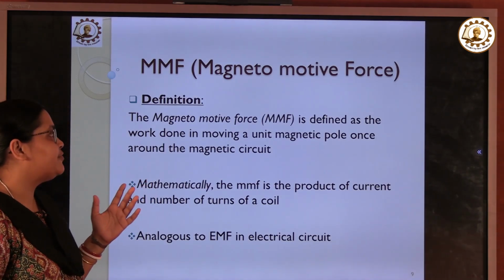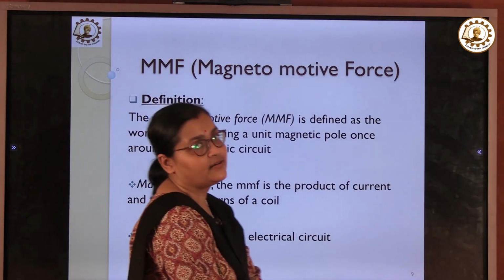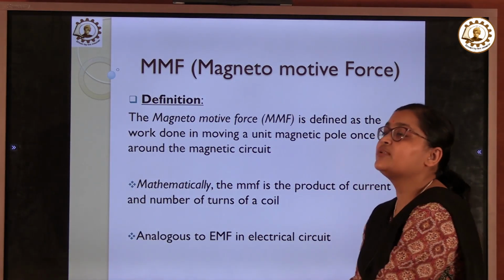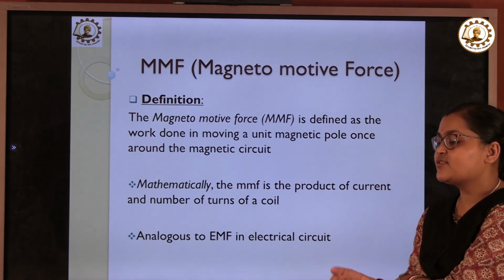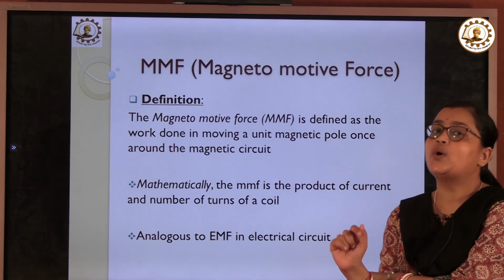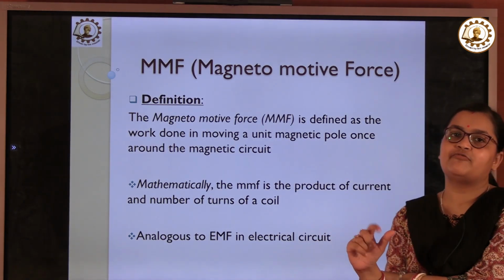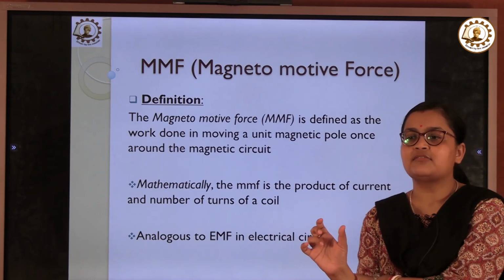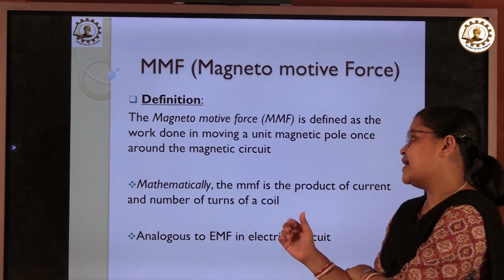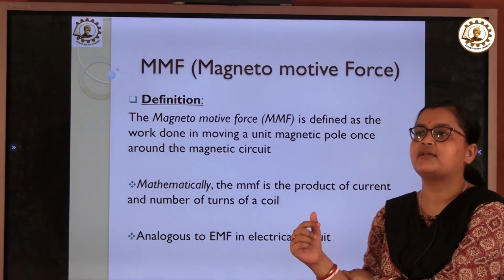So what is the definition of MMF? Magnetomotive force is defined as the work done in moving a unit magnetic pole once around the magnetic circuit. That is, once we move the unit magnetic pole around the magnetic circuit, the work that is done is nothing but the MMF. Mathematically, MMF can be written as the product of the number of turns of the coil and the current passing through the coil. And as I have already said, this is quite analogous to the EMF in the electric circuit.